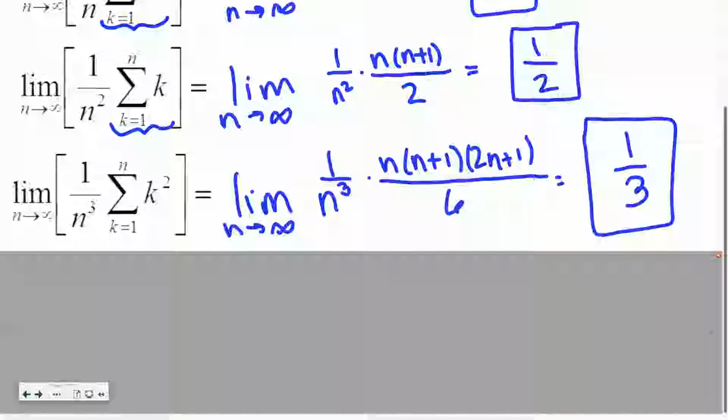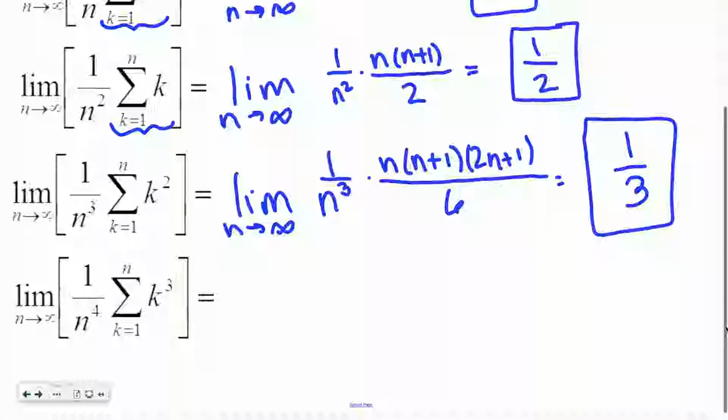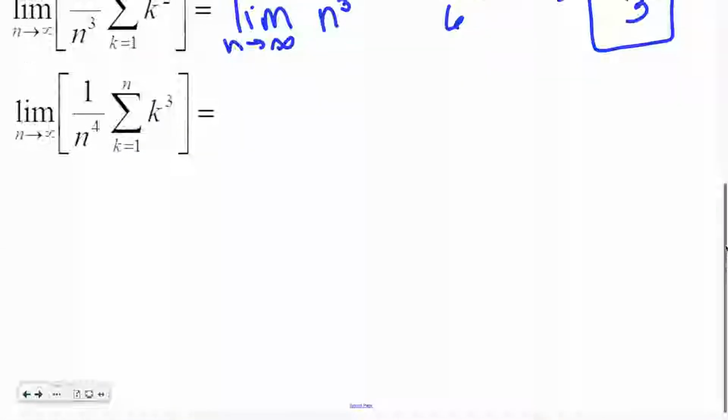Our next limit, what is it going to equal? Gosh, I hope so, right? Last one.